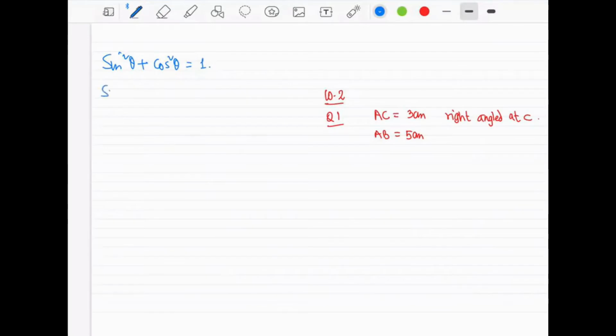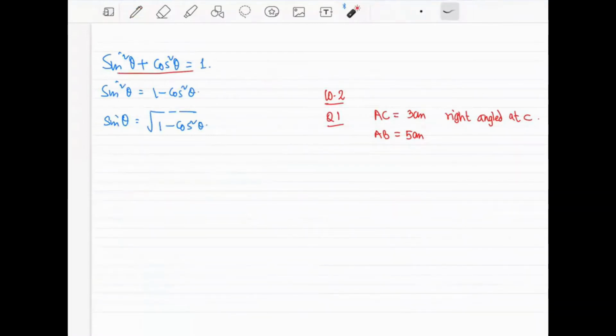I can make a formula like this. I am taking the cos squared theta to the right hand side. So we have another formula, and if I want to find out sine theta only, the square will go to the other side. It will become root over 1 minus cos squared theta. So from this single formula, I can obtain two more formulas.